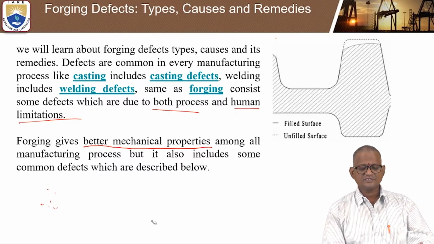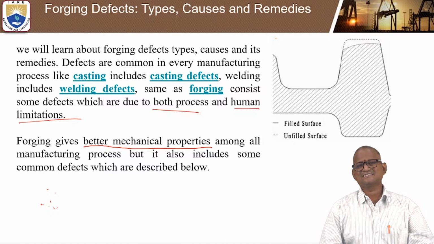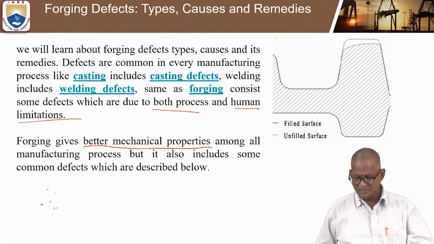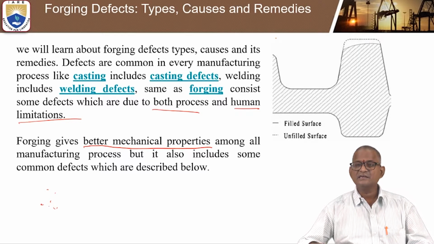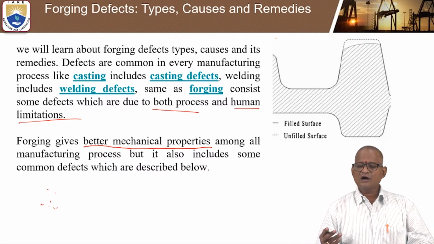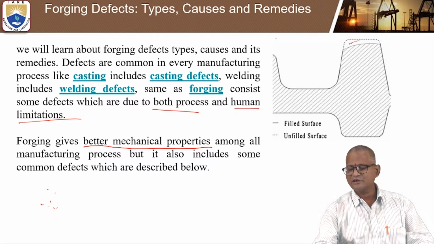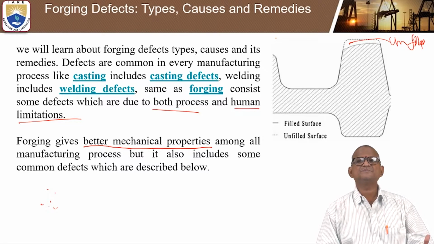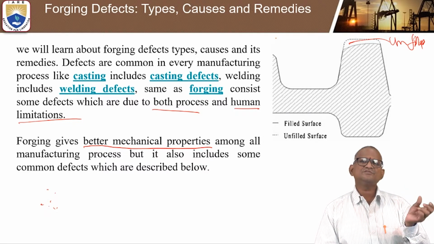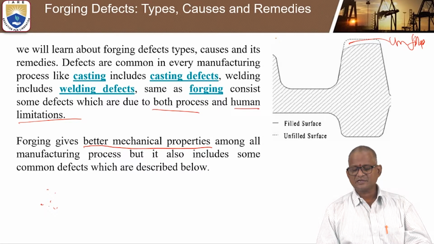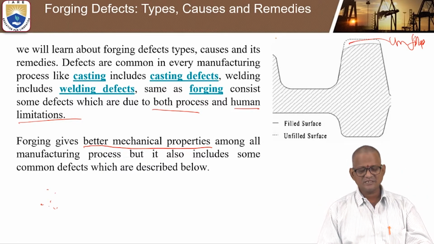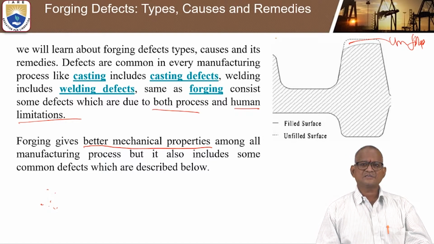It also includes some common defects which we would like to discuss clearly in the coming topics. First, the defect is unfilled section. Look at any component in a die, how you can see the gap. This is called an unfilled gap. Why does it occur, what are the causes and how do you rectify it? Improper design may lead to an unfilled defect, and sometimes overfilling can also occur. With overfilling, flashes and extra material come out of the die, and that also comes under forging defects.